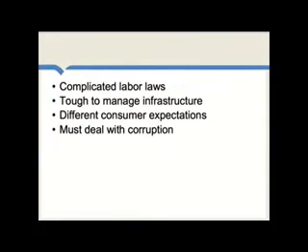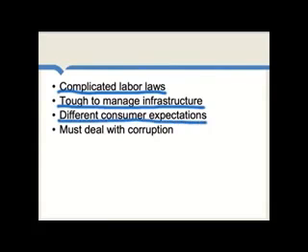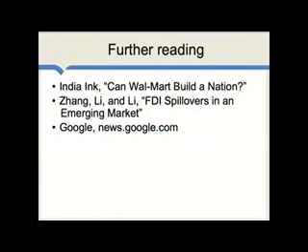Some particular problems which Walmart faces and will face in India include very complicated labor laws, including at the state level, a very tough-to-manage infrastructure, which make the speedy delivery practices of Walmart difficult to pull off, just in general very different consumer expectations, which maybe Walmart is not in the best position to understand, and also the reality that Walmart must deal with a higher level of corruption. Of course, to the extent that Walmart does not succeed in India, both the costs and benefits of Walmart market entry would be lower.